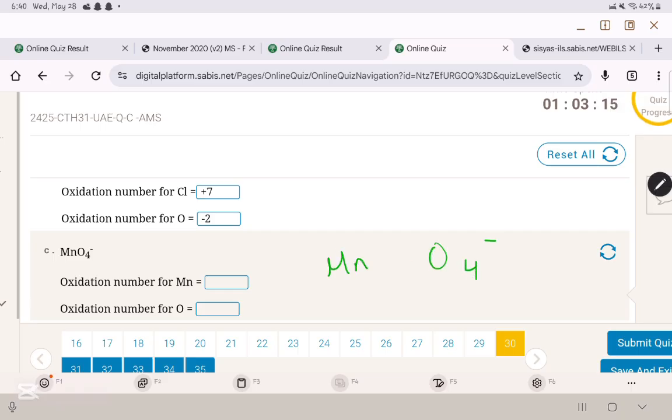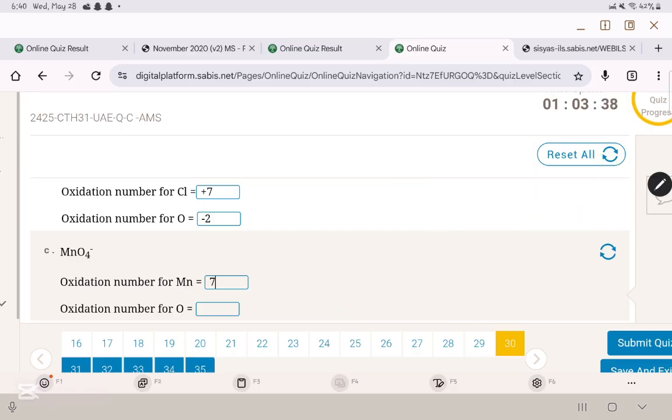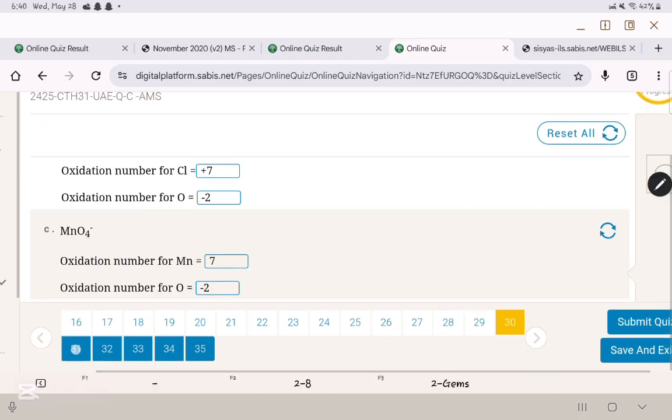Now, finally, for the last one over here, MnO4 minus, pay attention. So Mn is X, plus 4 times oxygen, minus 2, is equal to the charge. The charge is minus 1. So X minus 8 is equal to minus 1. Move this to the other side. So X is equal to 7. Very simply, this is 7 and this is minus 2.